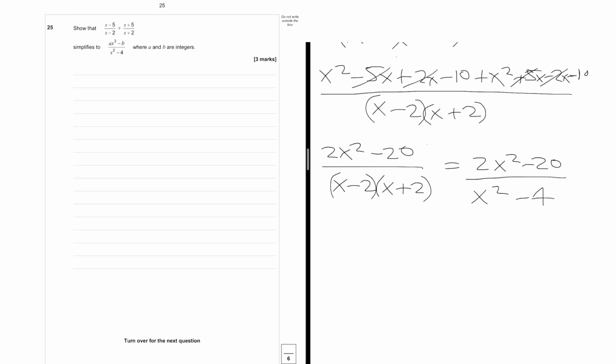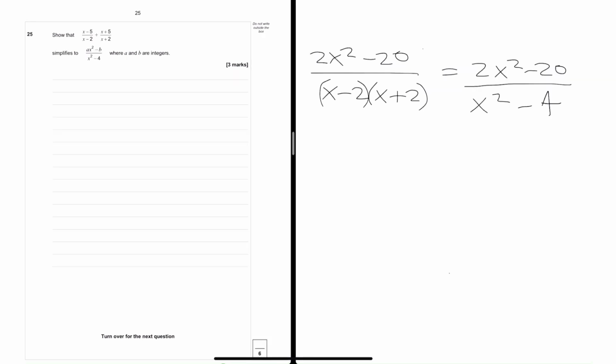So this means that a is equal to 20 and b is equal to, my apologies, that's not correct. What that means is that a is equal to 2 and b is equal to 20.